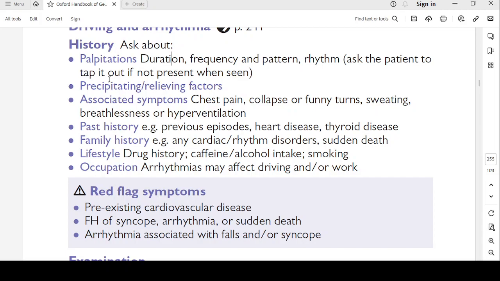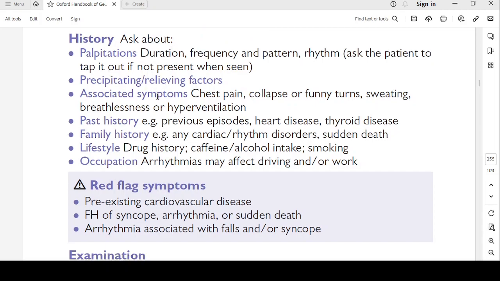Precipitating and relieving factors of palpitations, and associated symptoms. We need to find out whether they are associated with any anxiety, work or anything else, what the patient does to relieve it, or whether it spontaneously resolves, or is paroxysmal. Associated symptoms: is it associated with chest pain, collapse, funny turns, sweating, breathlessness, or hyperventilation?